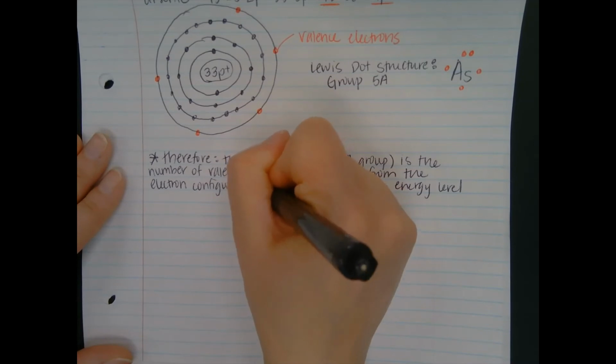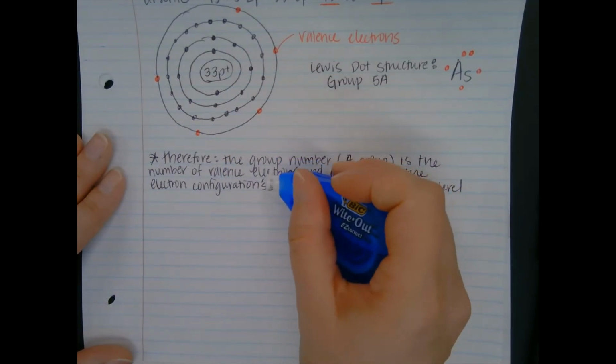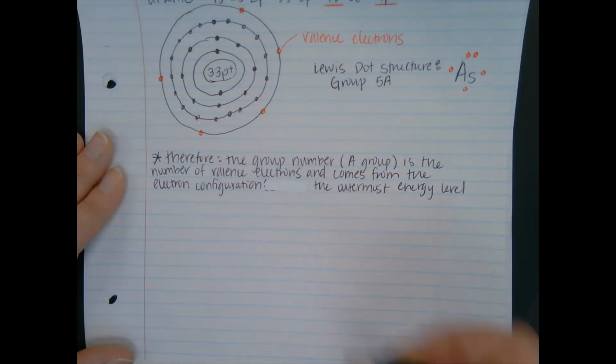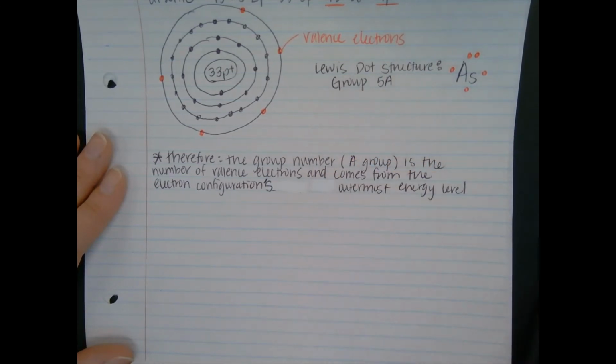Here, let's do this. Outermost shell. Let's do that. Comes from the electron, that makes more sense. Sorry about that. Electron configurations, outermost energy level. Sorry about that.